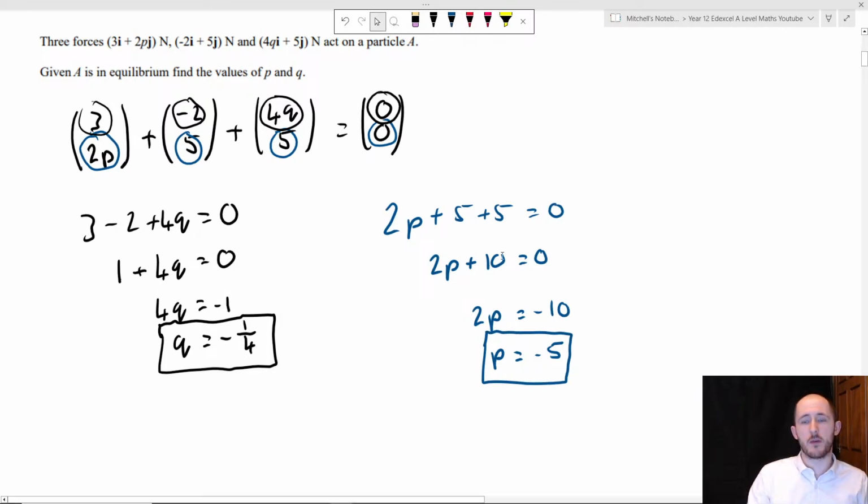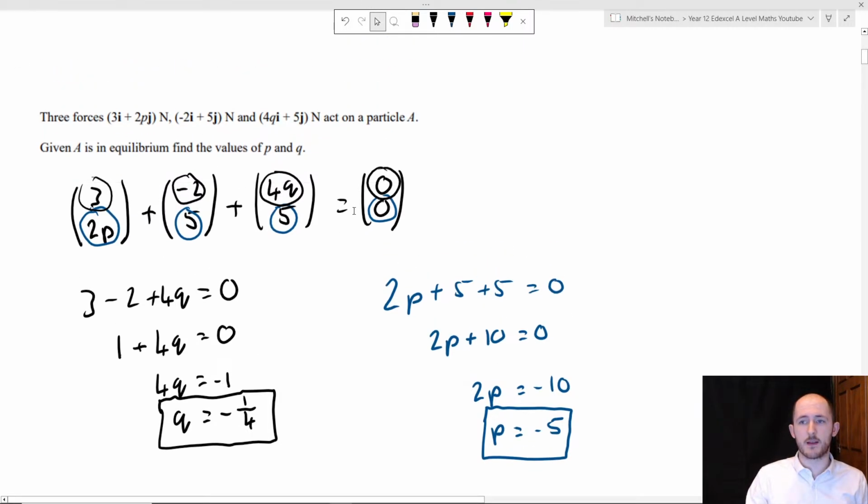So that is probably the most common question that they can ask you. Again, sometimes they'll make it actually equal to some kind of resultant vector. So it maybe could have been like 3 and 4, in which case all you would do is replace the zeros with 3 and 4. But it's the exact same thing. Okay.